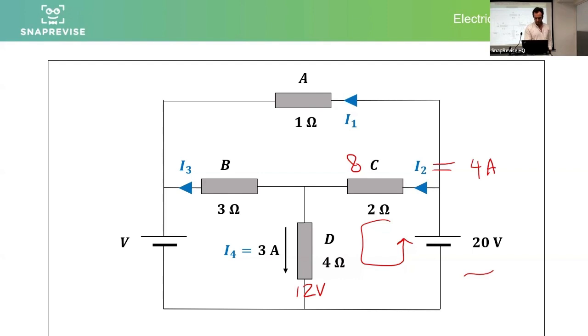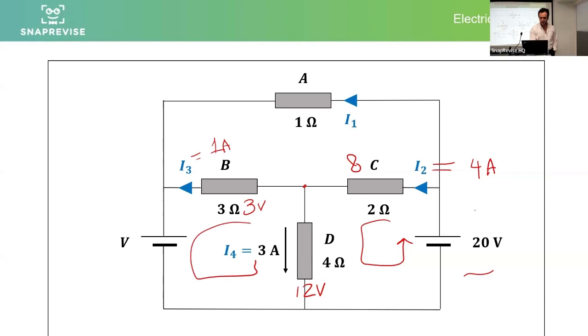Great. If we've got 4 amps going into this node, 3 amps going this way, that means I3 is going to be 1 amp. Conservation of current. If this is 1 amp going through here, then the voltage across it is 3 volts.